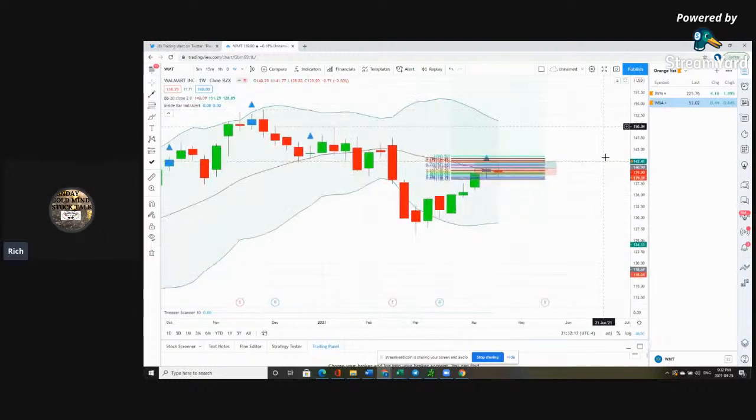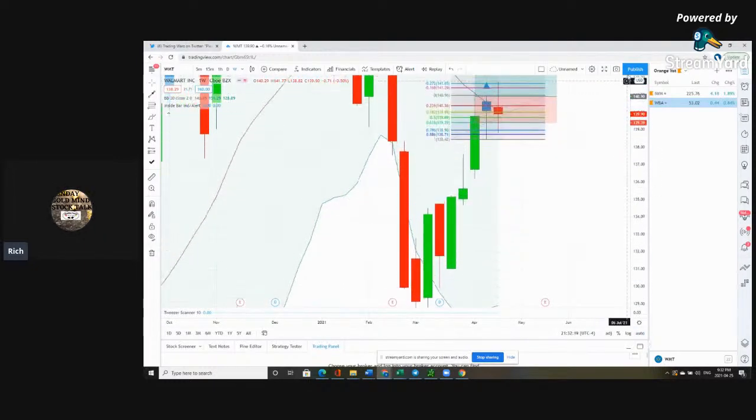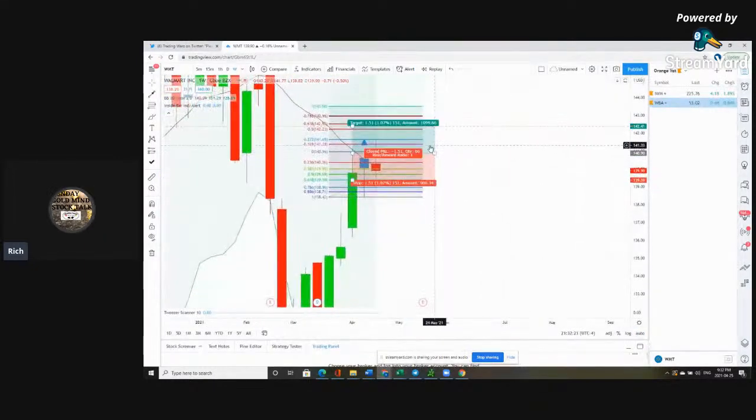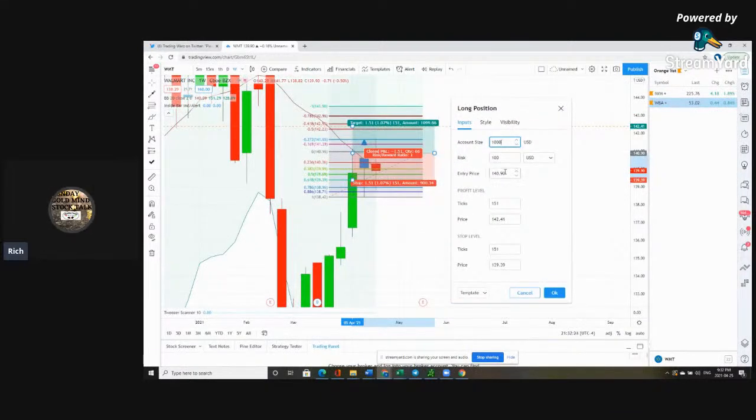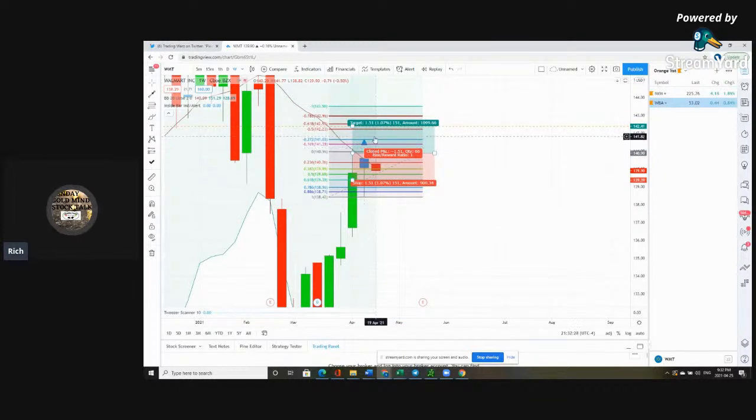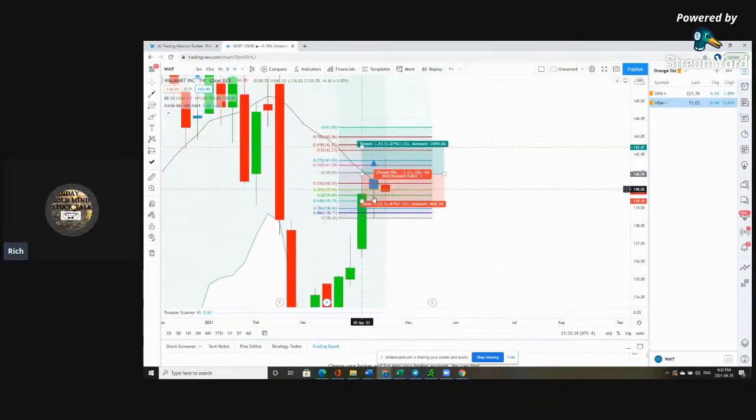So Walmart, we took the swing trade last week. This was the setup we took on Walmart last week: 140.90 buy, stop 139.39. We got in here, made a little bit of money, took a partial, and then it just went back down and has been consolidating. This is a doji here. So Walmart is just consolidating right now.